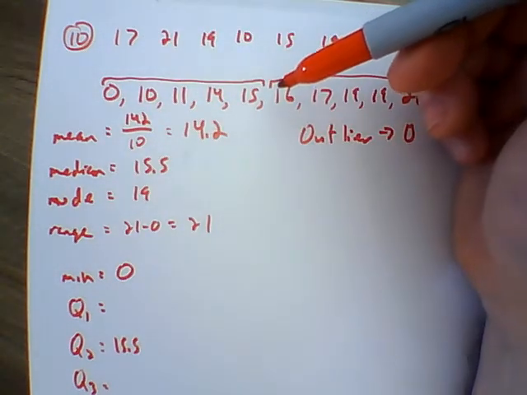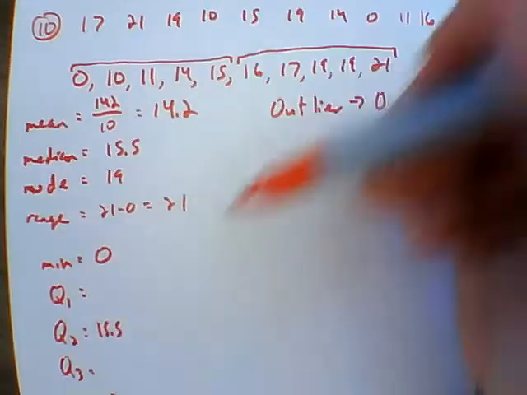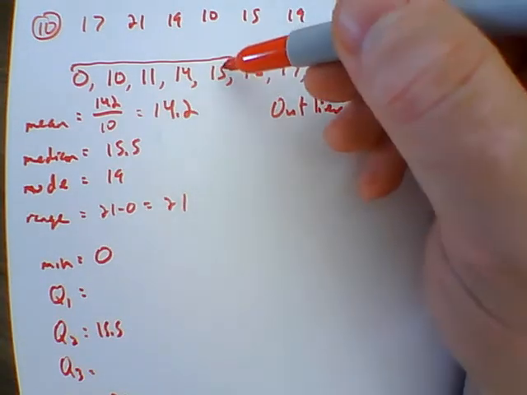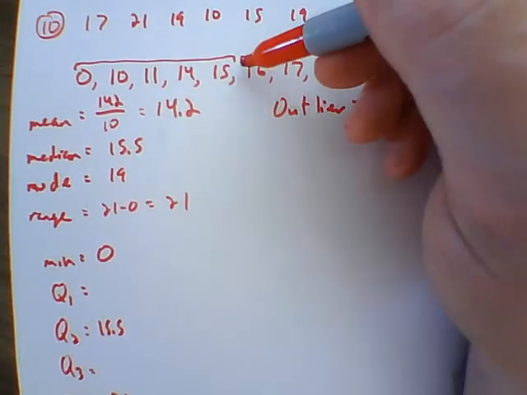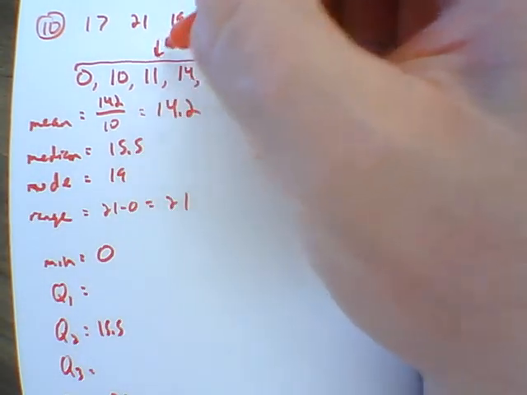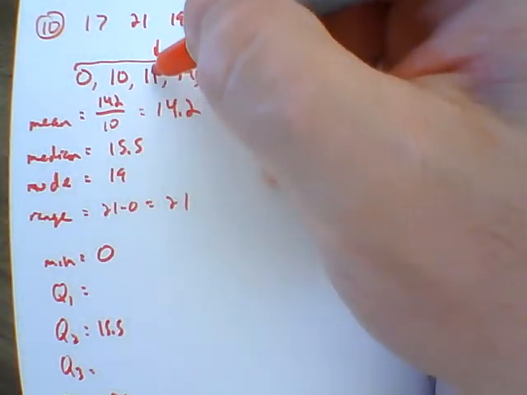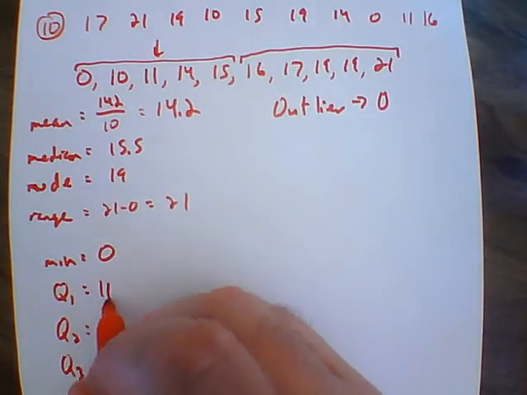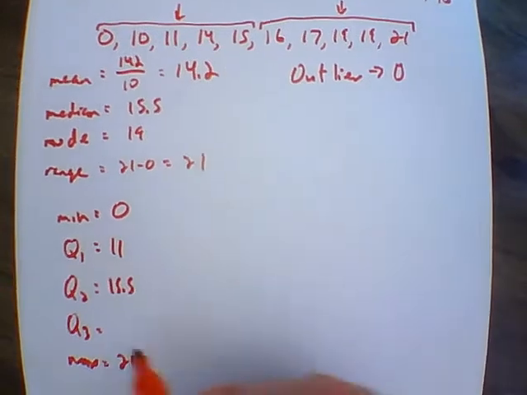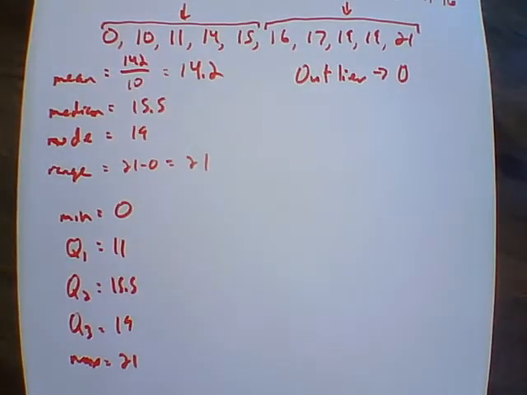Now, once again, because we have an even number, that means that this number is not actually part of our set. So 15 will be included in the lower half. Okay, 16 will be included in the upper half. So now finding the median right here, we see that 11 is in the middle of these 5 numbers. So we write 11, and then we see that this first 19 right here is in the middle. So we see this 19.